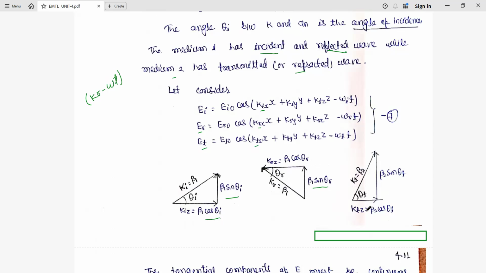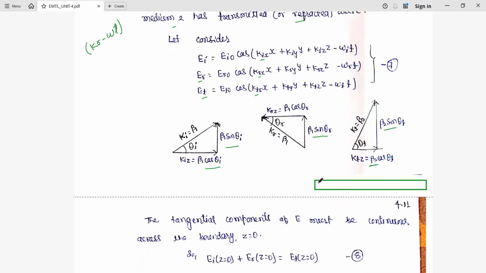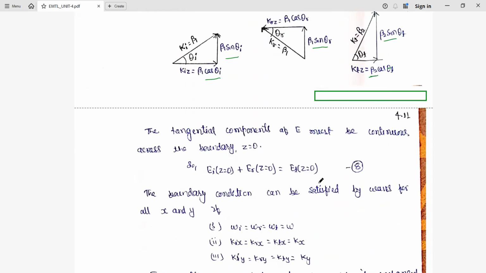And in the case of medium 2, we have KTZ, that is beta 2 cos theta T. This is medium 2, that's why it is taken as beta 2. And along the x-axis, we have beta 2 sin theta T. With the help of these three vectors, Ki, Kr, and Kt, we are going to write the remaining expressions.